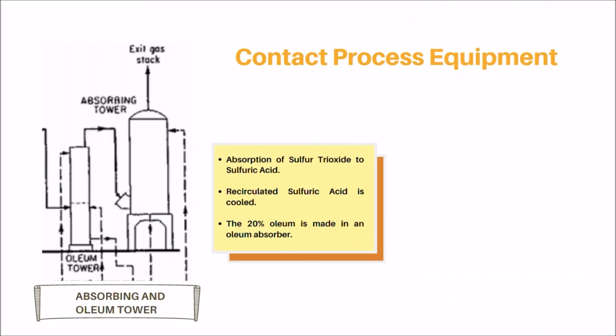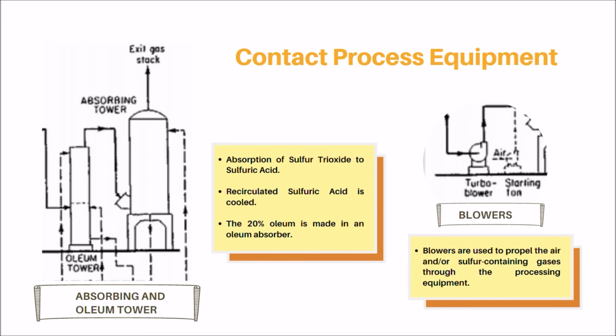Since the absorbing acid is continually becoming more concentrated, it is necessary to provide some means of diluting that part of acid which is discharged from the absorbers and which is to be recirculated. The 20% oleum is made in an oleum absorber.